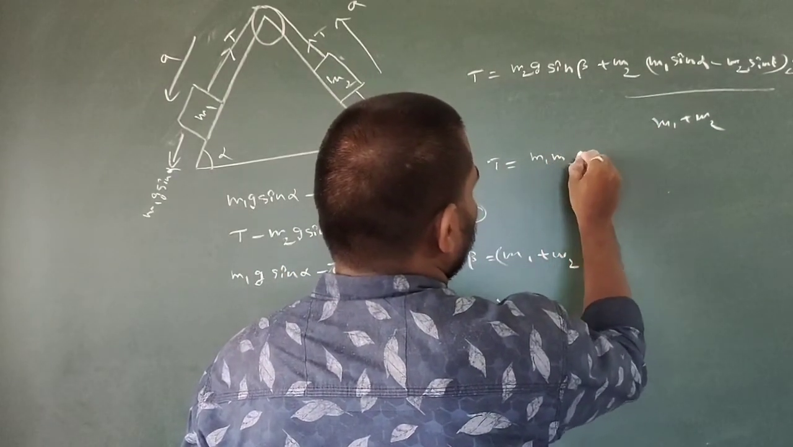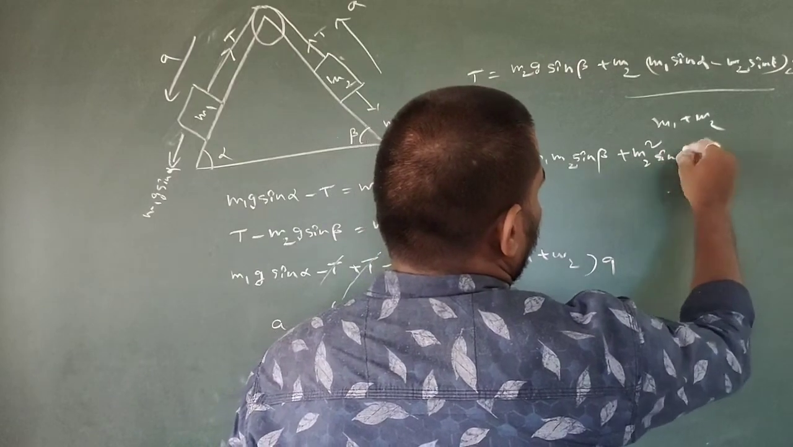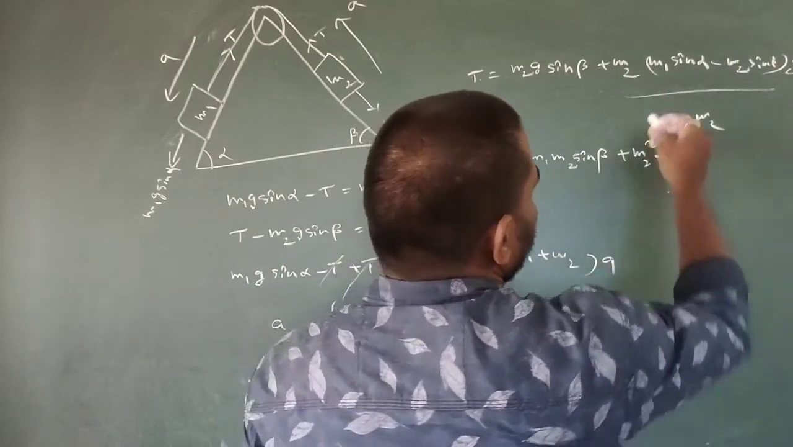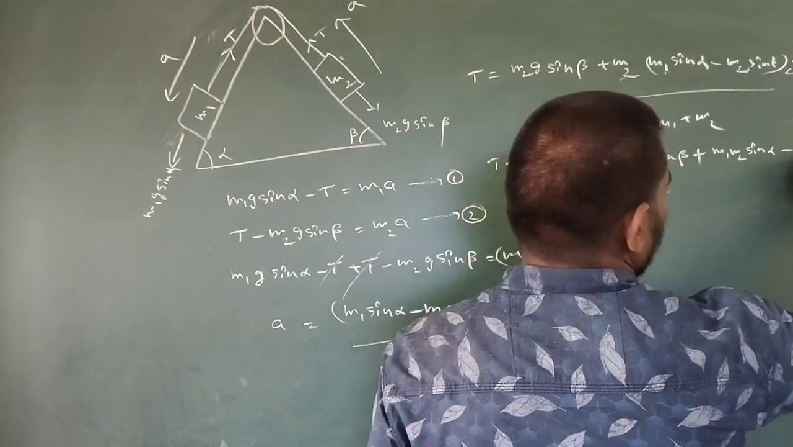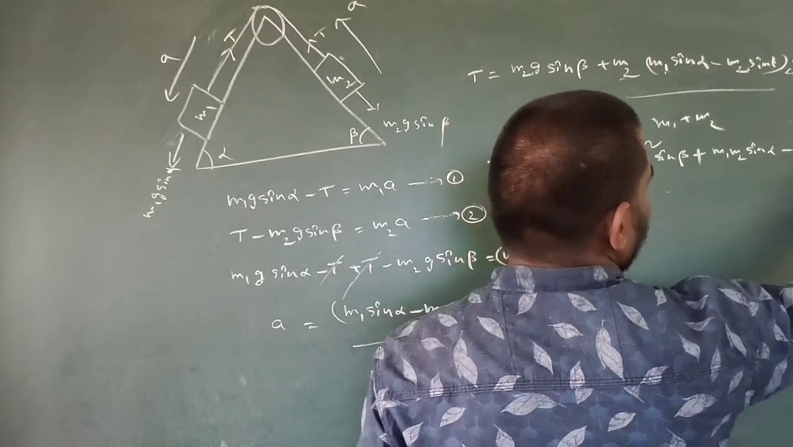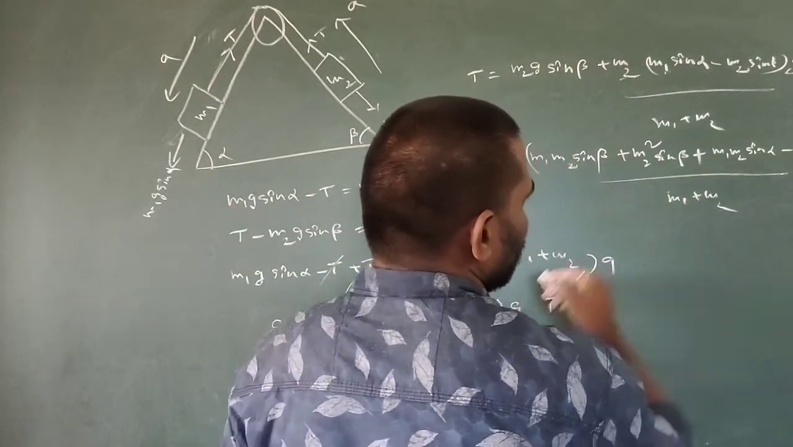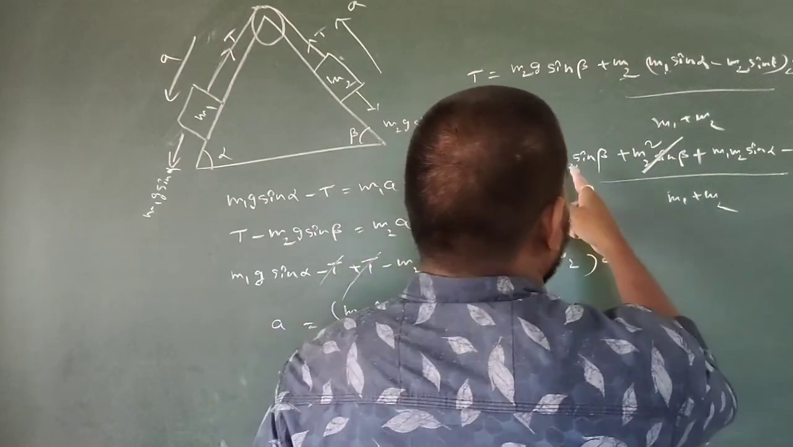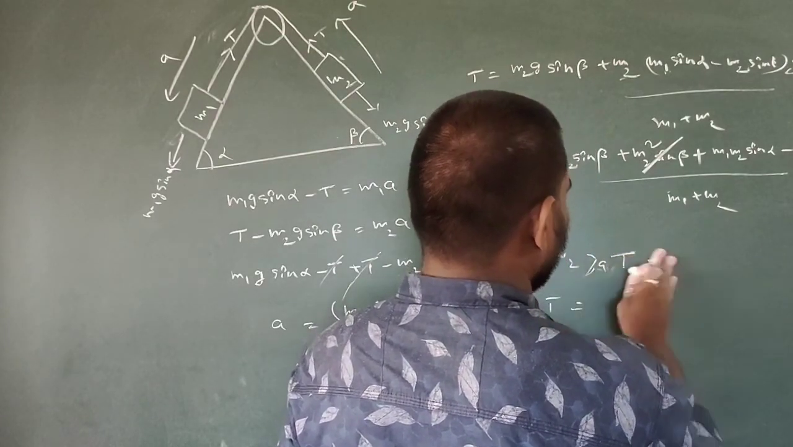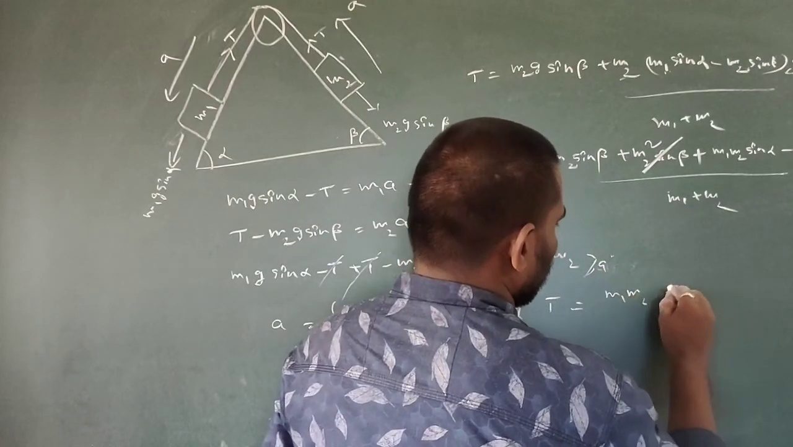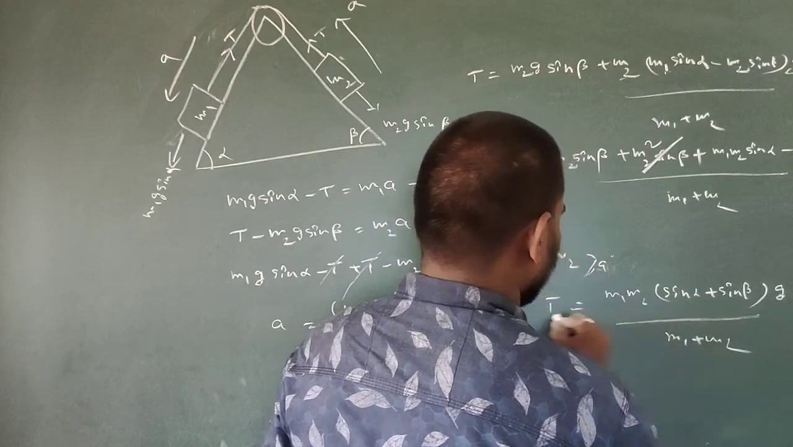m1 m2 sin beta plus m2 square sin beta, g is whole common, plus m1 m2 sin alpha minus m2 square sin beta into g, by m1 plus m2. Then tension T is equal to m2 square sin beta minus m2 square sin beta cancel. Finally, here m1 m2 common. Then finally, tension T is equal to m1 m2 common, sin alpha plus sin beta into g by m1 plus m2. This is the tension.